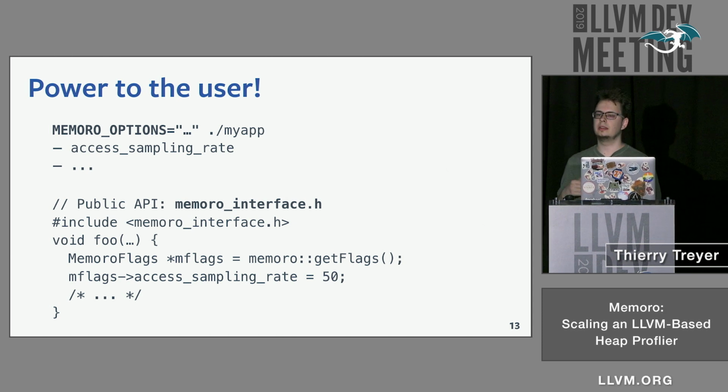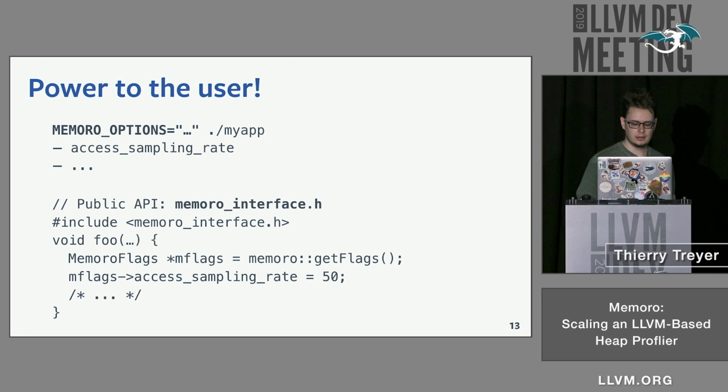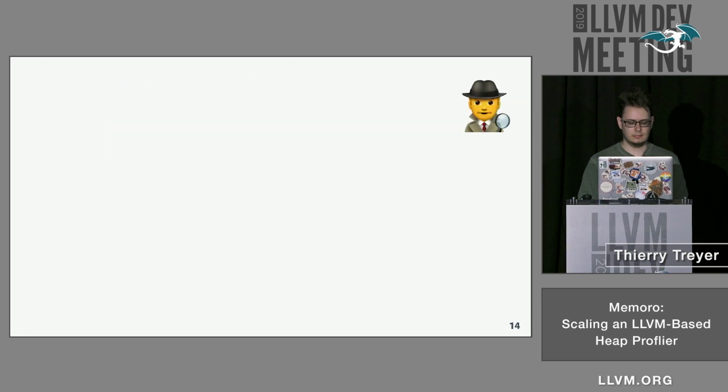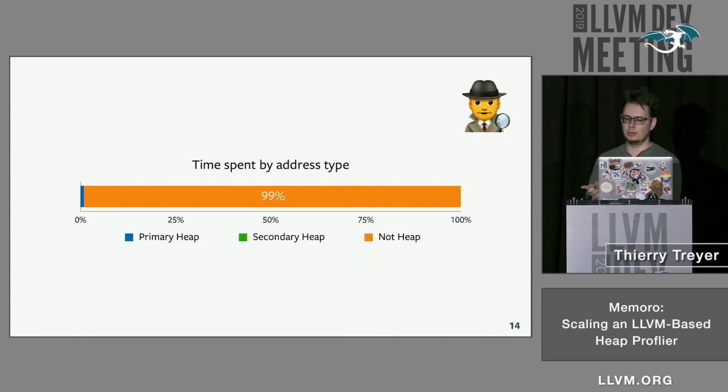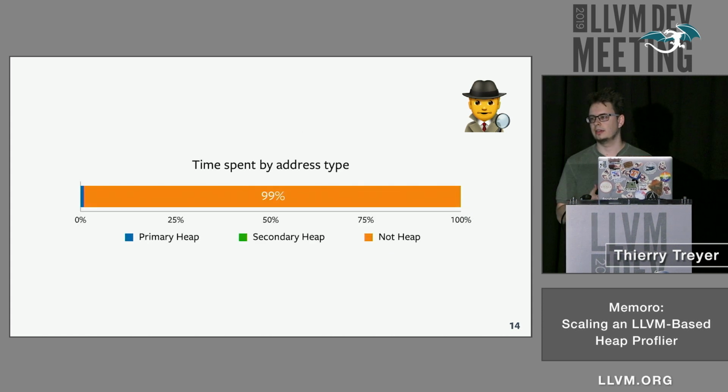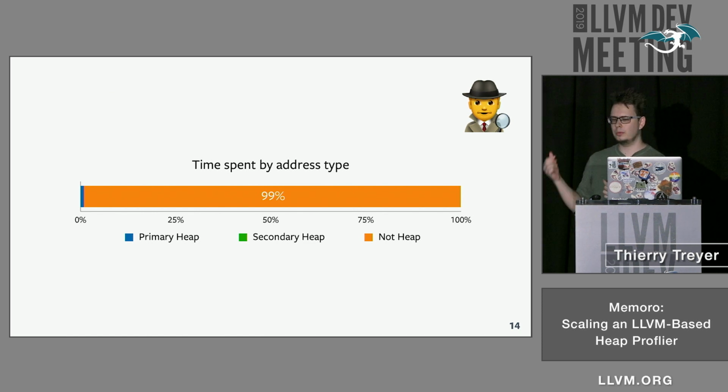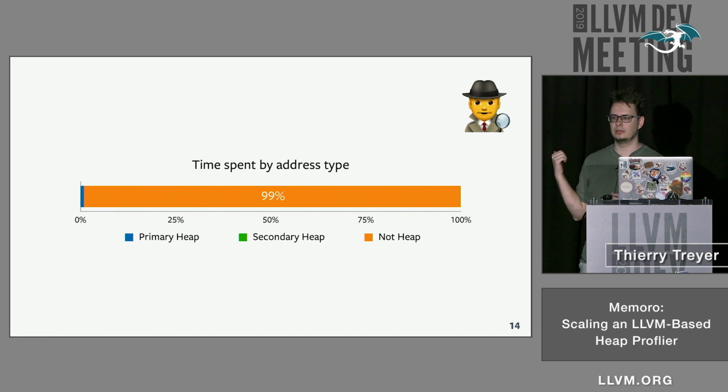Okay, so for now, we've come up with some tricks to reduce the overhead on Memoro, but we haven't really investigated what is the core problem we were having. So let's start to dive in and collect some metrics. And doing so, the first thing that struck me is how much time we were spending depending on the address type. So we were spending an awful lot of time on non-heap addresses. And remember, Memoro is a heap profiler, so why are we spending that much time on the non-heap addresses?